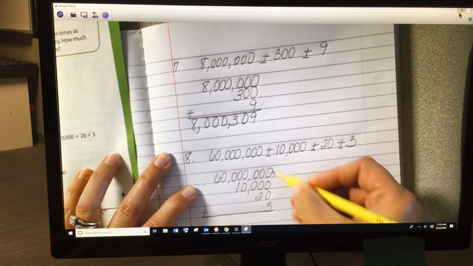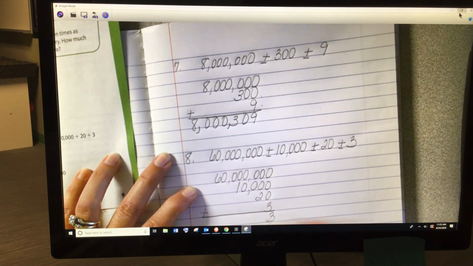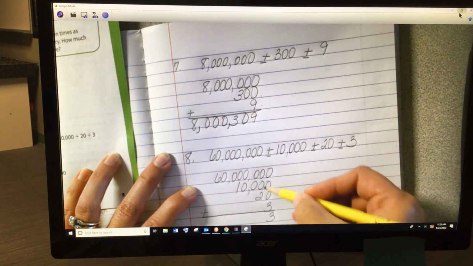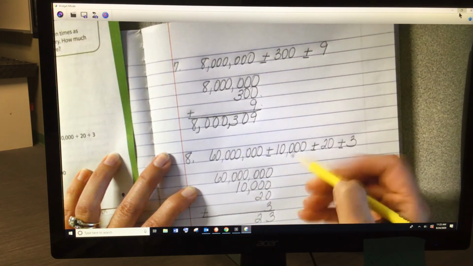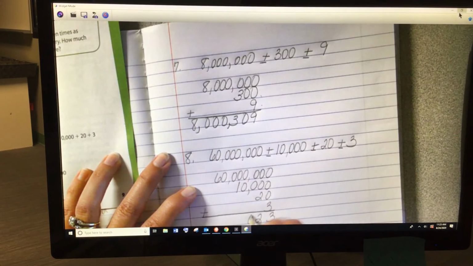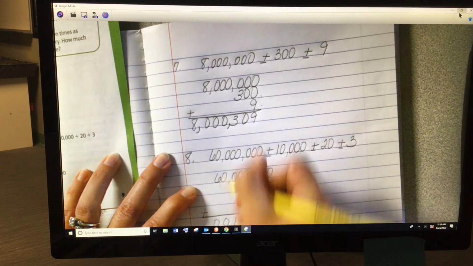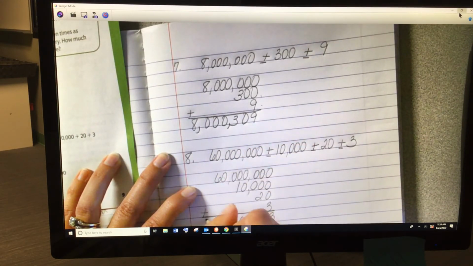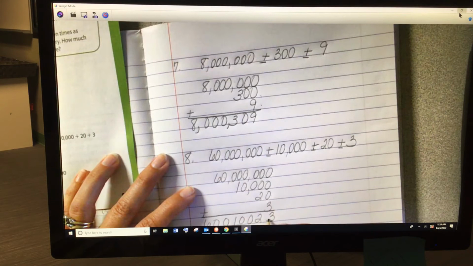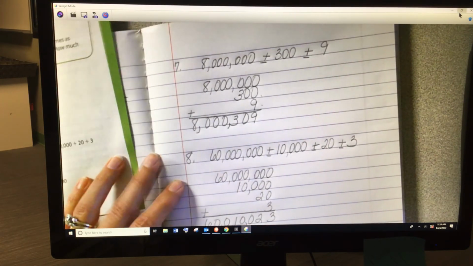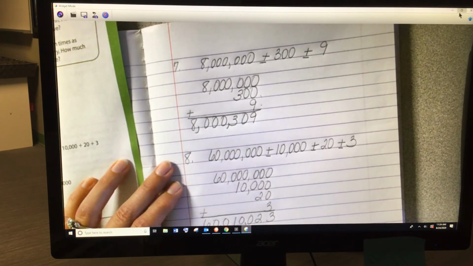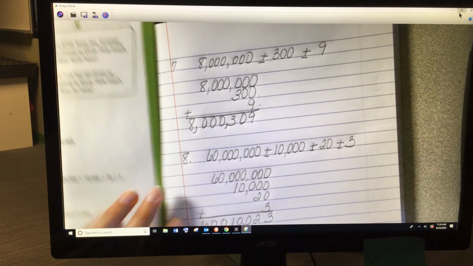Now we add 0 plus 0 plus 0 plus 3 is 3. 0 plus 0 plus 2 is 2. 0 plus 0, 0. 0 plus 0, 0. 0 plus 1, 1. 0 plus nothing, 0. 0 plus nothing, 0, or excuse me, 6 plus nothing. Put in your placeholders, 1, 2, 3, comma, 1, 2, 3, comma. So we have 60,010,023. Good job. Really good job.